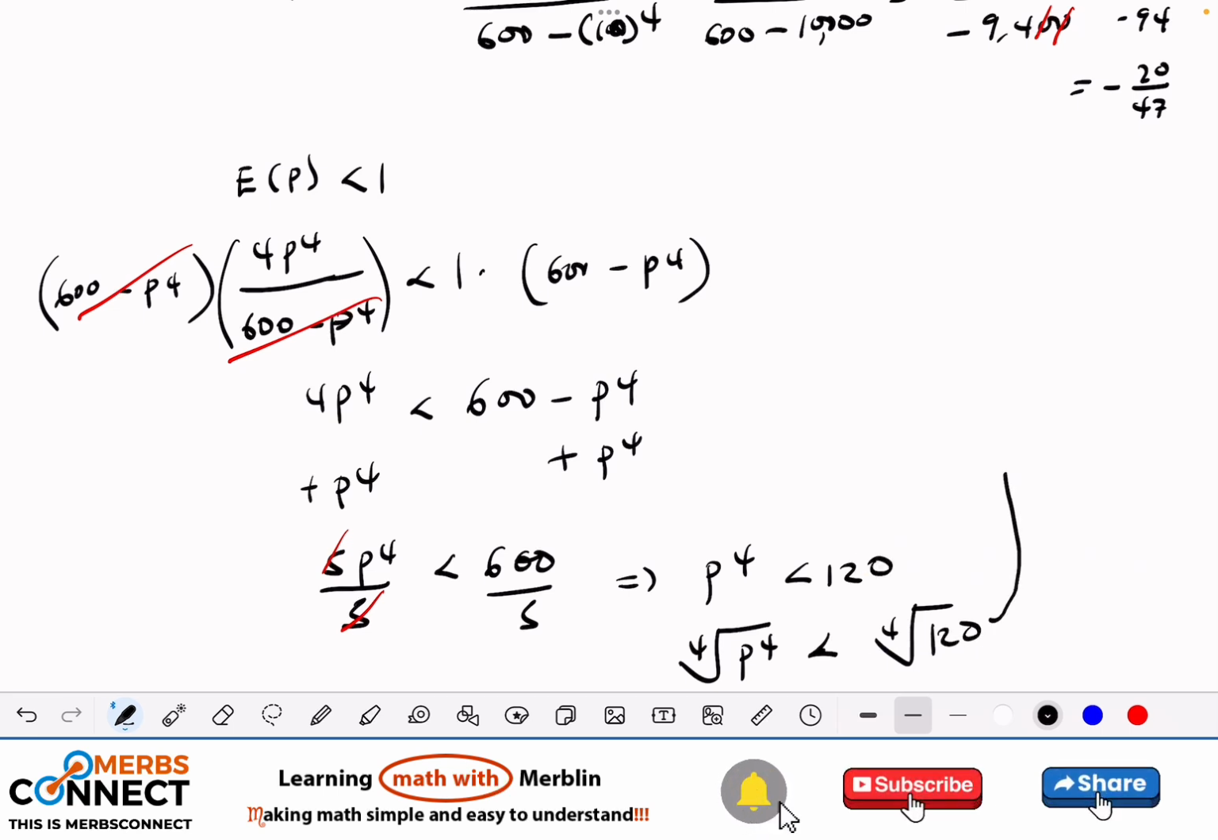So what will be P? P will be less than. So let's see here. If you cannot do it, you can leave your answer in this form. But I want to think of something like if we can write 120 as something to the power 4, that is going to give us 120. So 2, no. 3, no. 4 to the power 4. What is 4 to the power 4? 4 times 4. Oh, let me say 5 to the power 4. 5 times 5 times 5 times 5. So this is 25.